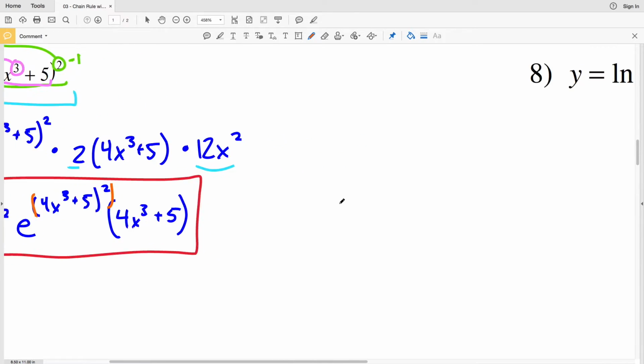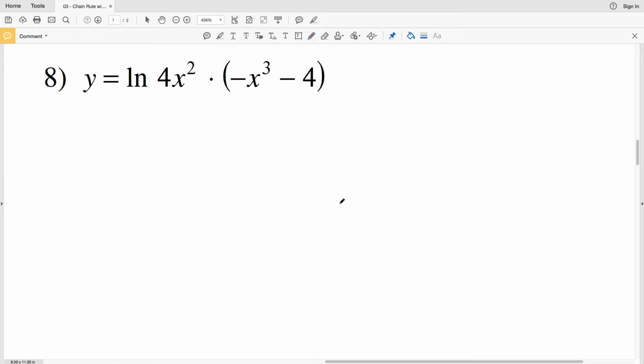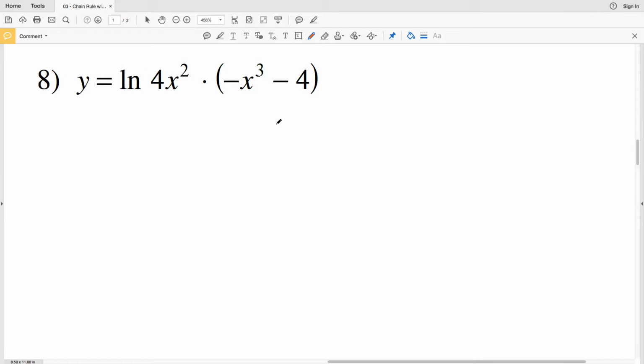Now let's move on to number 8. In number 8, we have y equals the ln of 4x squared times negative x cubed minus 4. So we can see here that we're going to be using the product rule. And remember the product rule, the derivative of y with respect to x is going to be the derivative of the first function times the second function.